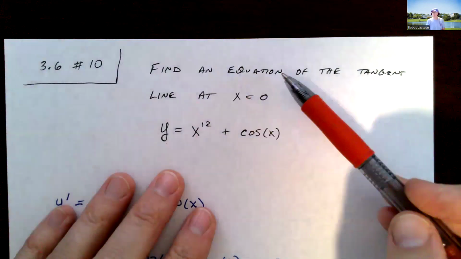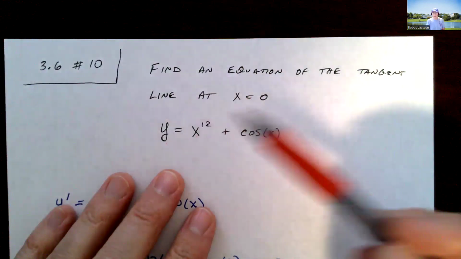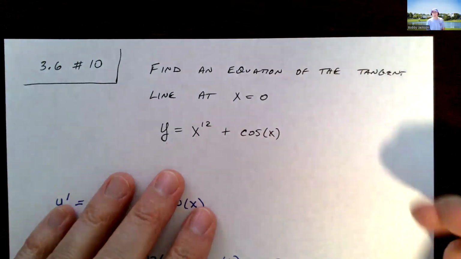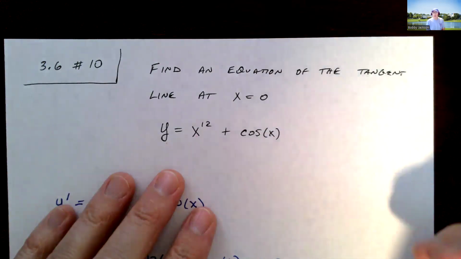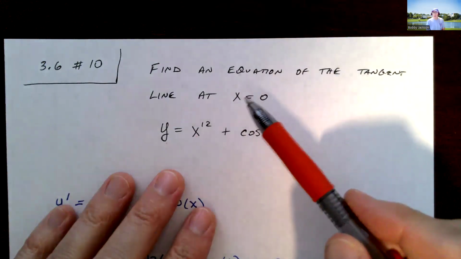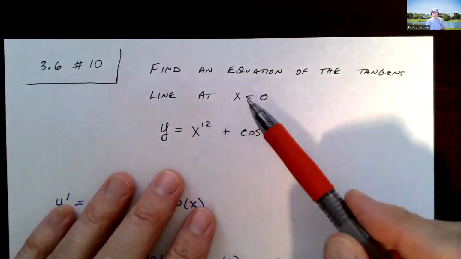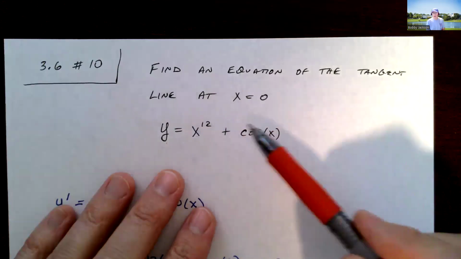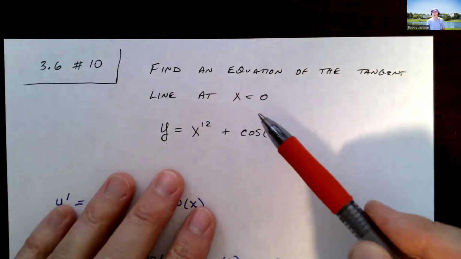How do I find the equation of a tangent line? Well, for an equation of any line, you need ideally the slope and a point on the line. I can easily find the point of tangency because it's when x is 0, so I just plug in to get the value of y. But what about the slope of the line?